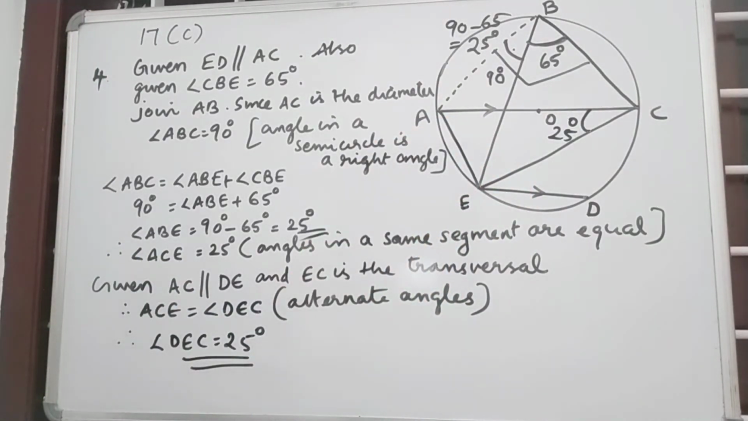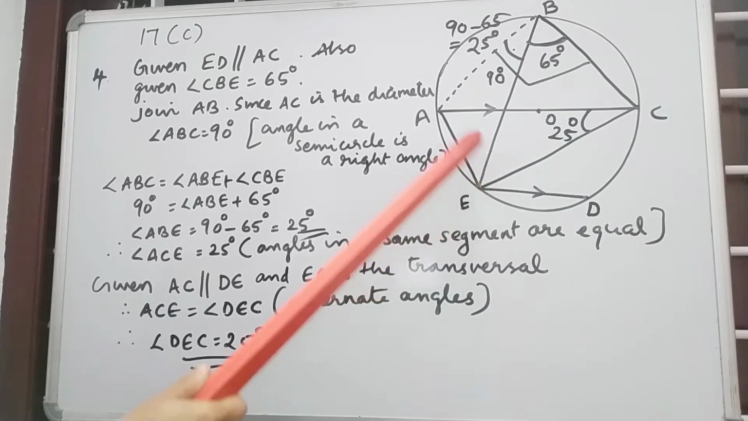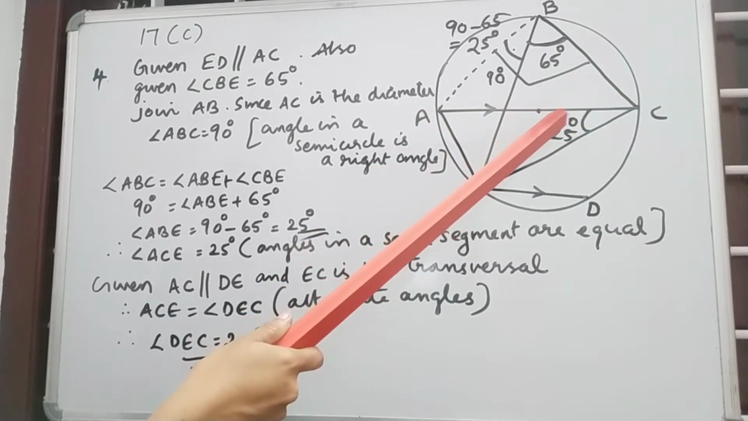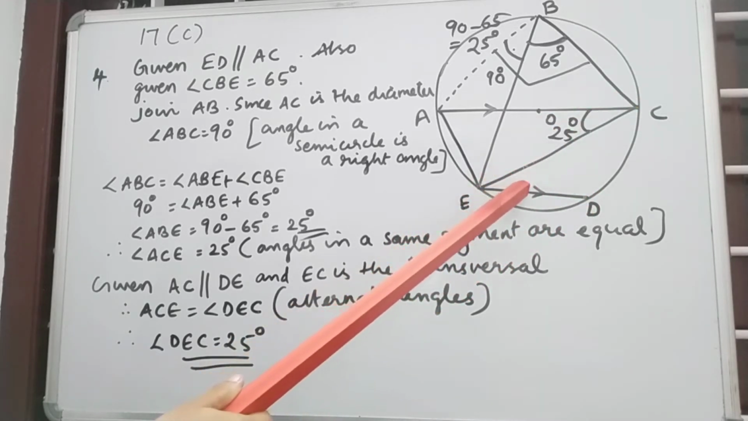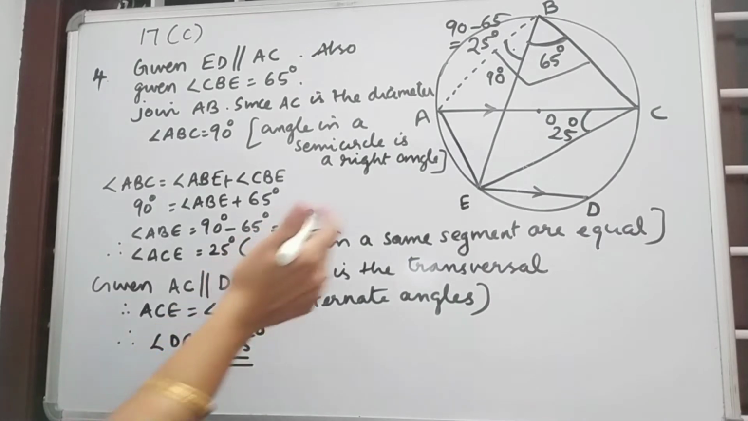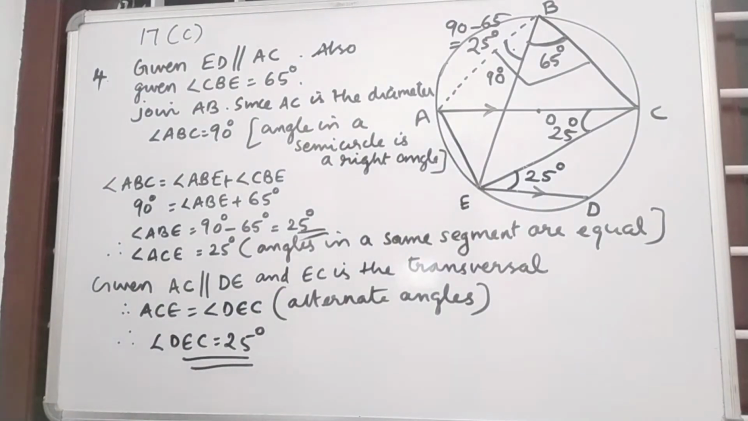Also given AC is parallel to DE. Look at AC and ED. AC is parallel to ED, so EC is the transversal. So ACE is 25, what about angle DEC? DEC also will be 25 degree because alternate angles are equal. That only we want to find out, the measure of angle DEC. So it is 25 degree.